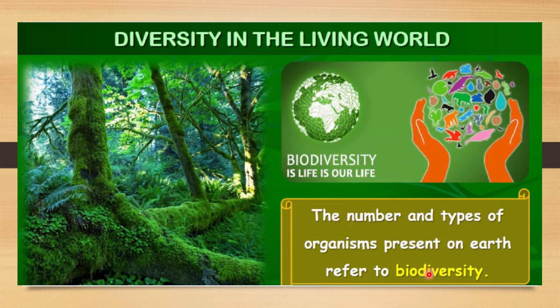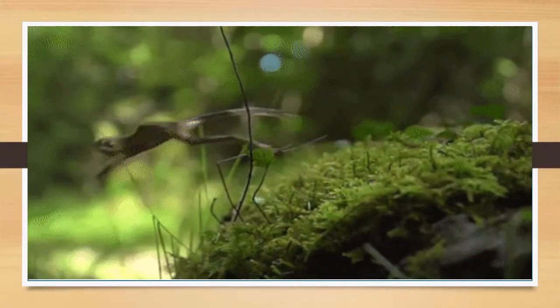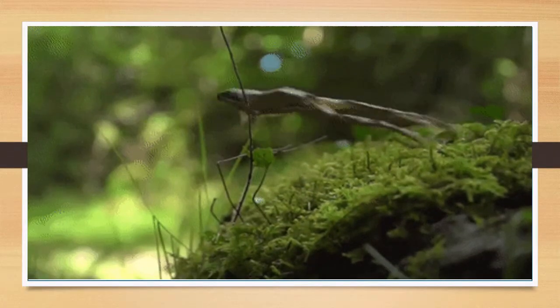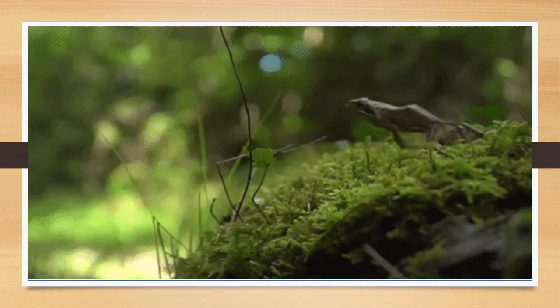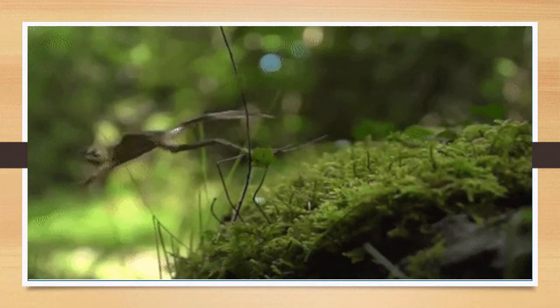What is biodiversity? It is the number and the types of organisms present on the earth, the total number of organisms present on the earth, referred to as biodiversity. So this is the whole definition of biodiversity. So students, I am not just satisfied with the definition of biodiversity. So let me show you a video of biodiversity. Enjoy this video.